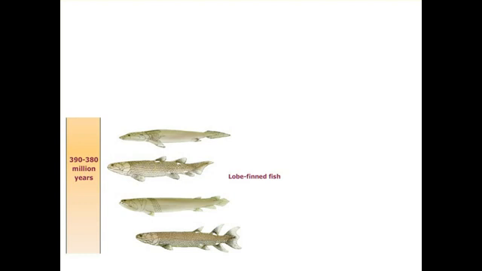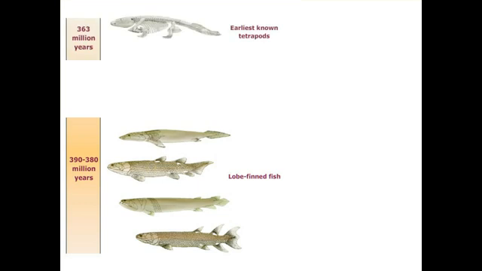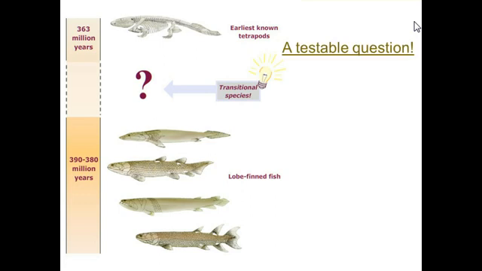Now by the end of the Devonian, we also had four-limbed animals that were walking on land. Okay, here's a little more detail. Well, first we can see that there's lots of lobe-finned fish in the early Devonian. Suddenly, well, if you can call 30 million years sudden, the fossil record shows four-legged tetrapods walking around on land. If Darwin's correct, there must be some transitional species between the fish and the tetrapods. Okay, so this gives us a testable question.